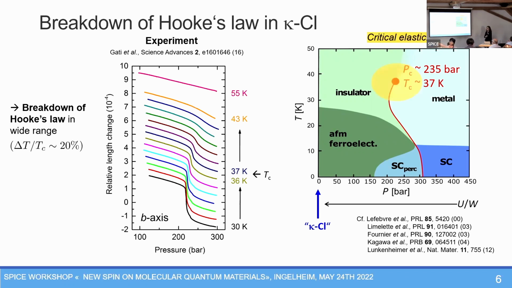So, and as also pointed out by Jörg, this is actually not really a small point. It's a wide range around this endpoint, where the properties are determined by the coupling of elastic and lattice degrees of freedom. And this is something which has been termed critical elasticity.